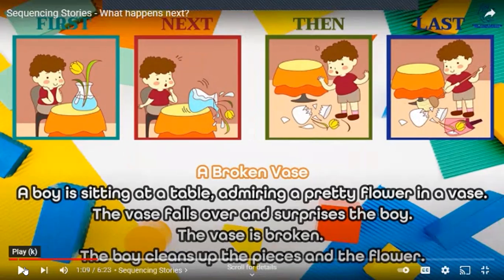So you are looking at the sequence of the story that was just told using the transition words and drawing. So first, the boy sits and admires the flower in a vase. Next, the vase suddenly falls. Then the vase is broken. Lastly, the boy cleans up the pieces and the flower. That is called the order of the story or sequence as we are learning today. Sequence is very important in creative writing and comprehension. So you need to learn what is a sequence at this level so that you can sequence activities according to how they happen.